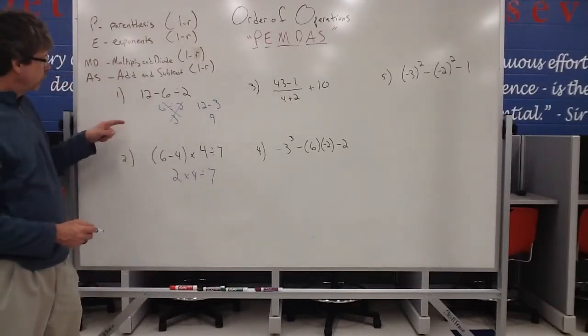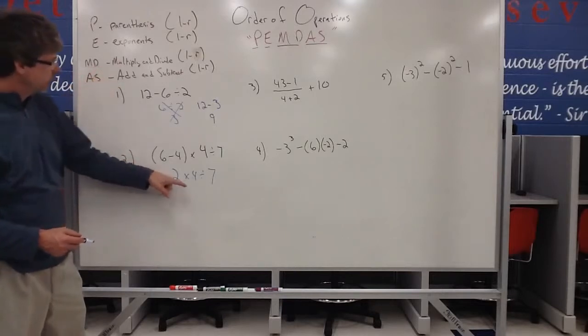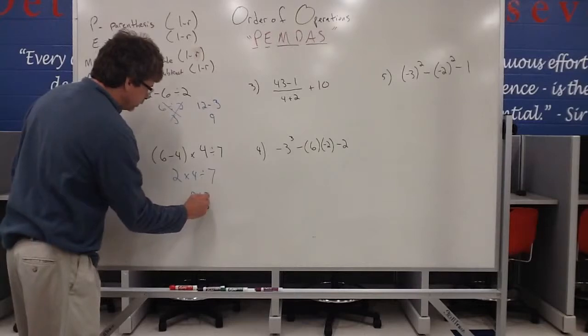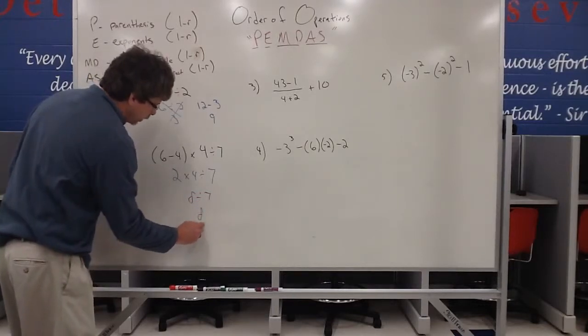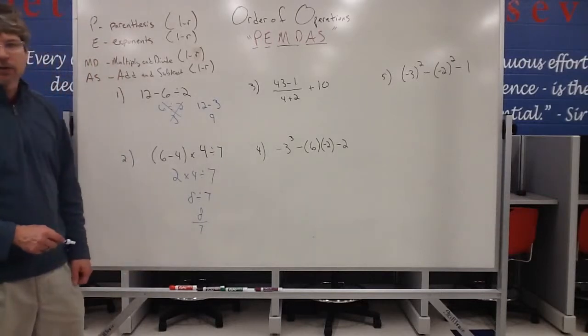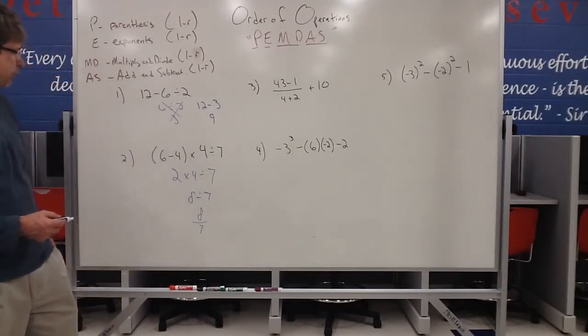So now we have a multiplying and division problem. If there's multiplying and division, we just do them from left to right. So 2 times 4 is 8, and 8 divided by 7. It's probably easier just to write that as a fraction, because 7 really doesn't go into 8 evenly, so we just do that as an improper fraction. So 8/7 would be our answer.